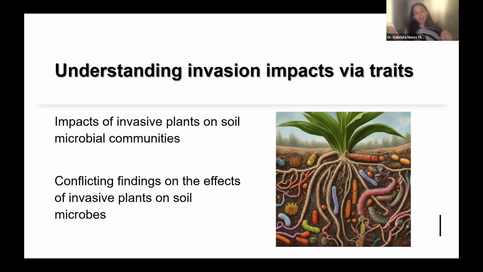We thought, okay, can we use traits to understand the impacts of invasive plants on soil microbial communities? So as I said, we are turning our eyes below ground now. Part of the reason we wanted to look below ground is that we know invasive plants can affect soil microbial communities through exudates, for example, if they're allelopathic and those are antifungal components, or through leaf litter, where the chemistry of leaves can change that litter and therefore have a cascading effect on soil microbial communities.